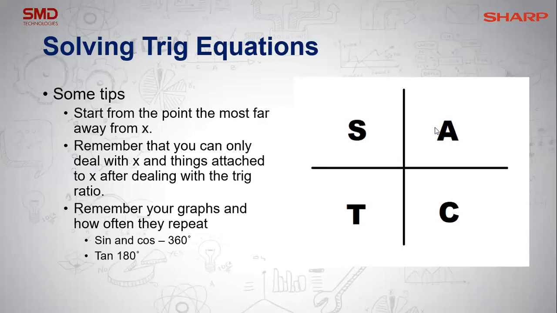I've put the cost of diagram in because it is actually really important. You need to know the theory of the trig graphs before you can solve equations, because a lot of that theory comes into play. So the first thing is to remember to start from the furthest point away from x, and remember that your x is enclosed by your trig ratio. For example, in sine 4x, the trig ratio is further away from the x than the 4, so you need to deal with the sine ratio first before dealing with the inside of the trig ratio. That makes sense. And then remember how often your graphs repeat: sine and cos repeat every 360 degrees and tan repeats every 180 degrees.